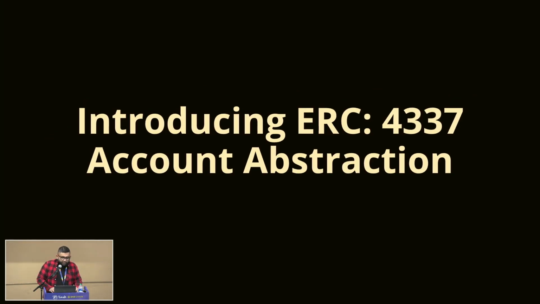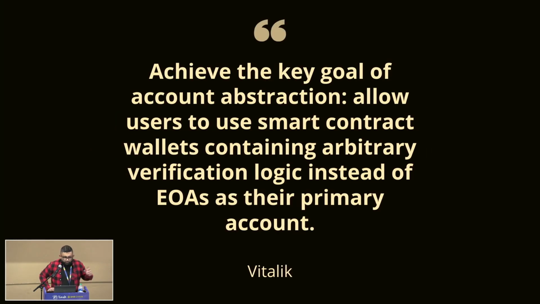So the next thing we're going to introduce here is ERC 4337, or account abstraction, which recently went live on Ethereum mainnet. I think it was yesterday or the day before. So there's a smart contract that has been deployed on there to help enable some of this functionality. But I'm going to show you a quote here from Vitalik. Achieve the key goal of account abstraction. Allow users to use smart contract wallets containing arbitrary verification logic instead of EOAs as their primary account.